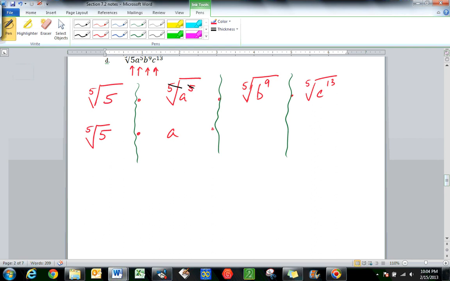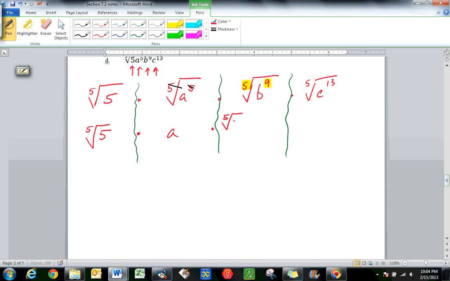Now, the fifth root of b to the ninth. Notice, again, we have more of a power in here than we have a root. But this time we don't have a situation where it's exactly twice as much. So this is a situation where we're going to be able to take out 1/5 of it, but we're going to have some remaining b parts left under the radical. So we're going to break this up.